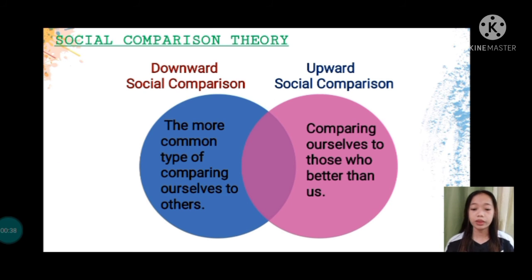Next. There are two ways of social comparison: the downward social comparison and the upward social comparison. The downward social comparison is the more common type of comparing ourselves to others. We create a positive self-concept by comparing ourselves with those who are worse than us. Upward social comparison is comparing ourselves to those who are better than us, which can be a form of motivation.